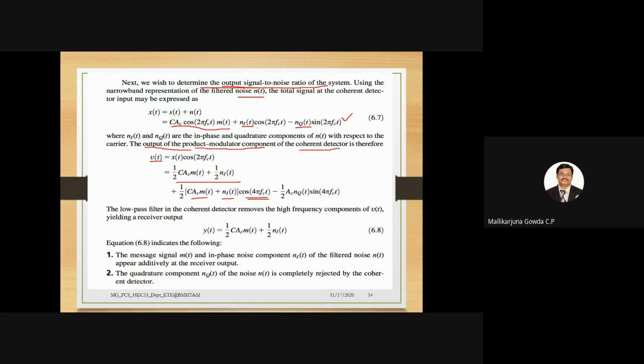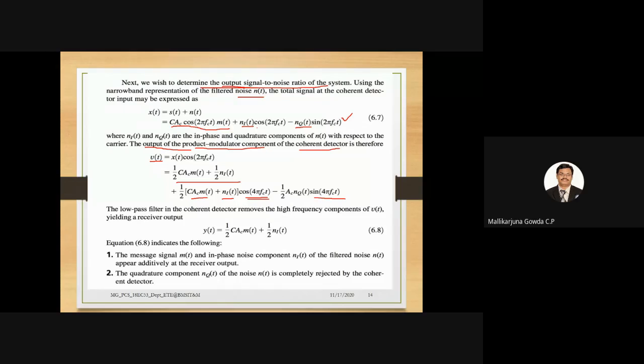So with that, then next one is NQ of t sine 2 pi FCT into cos 2 pi FCT. This can be written as, that is, sine theta cos theta can be written as sine 2 theta by 2. So with that, I can write 1 by 2 AC NQ of t sine 4 pi FCT. Okay. So this is V of t, which means this is the output of the product modulator.